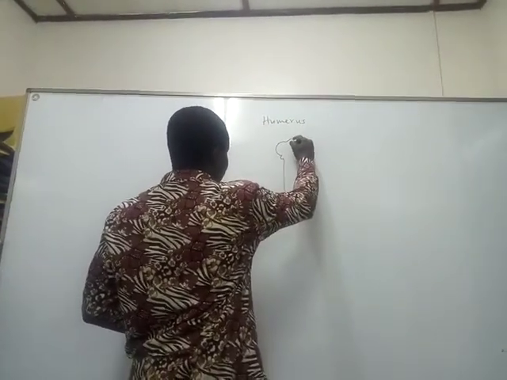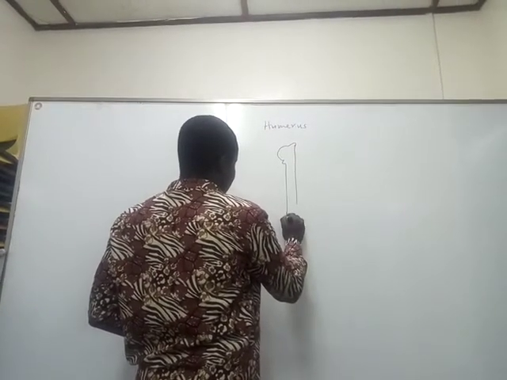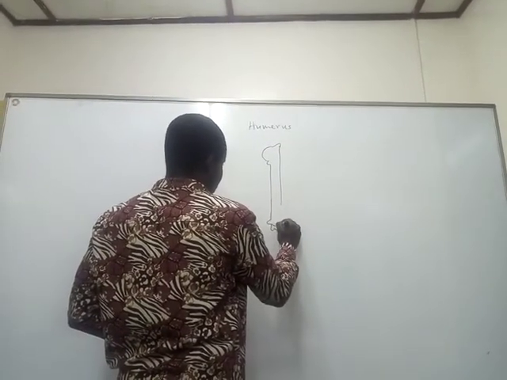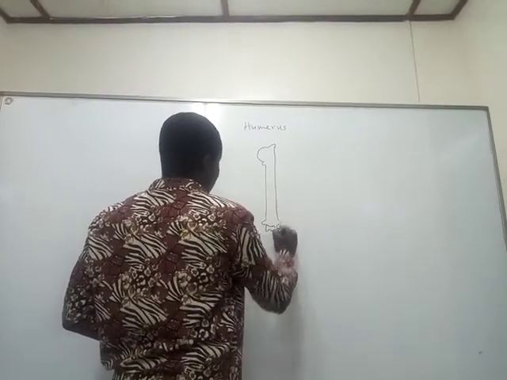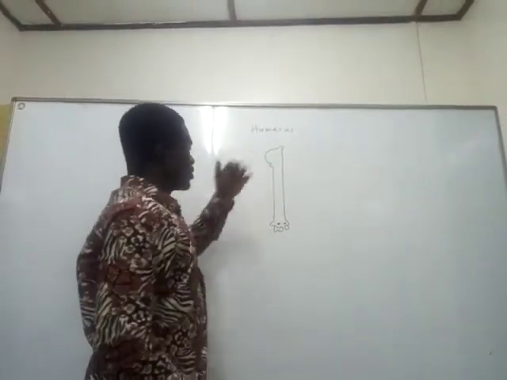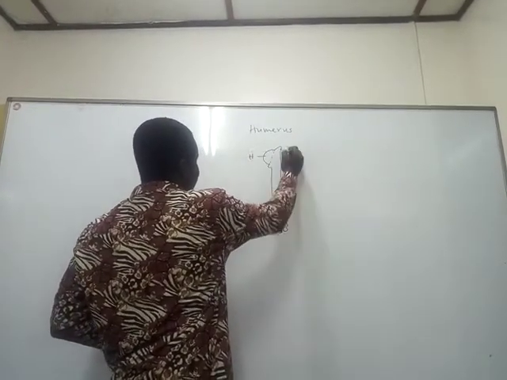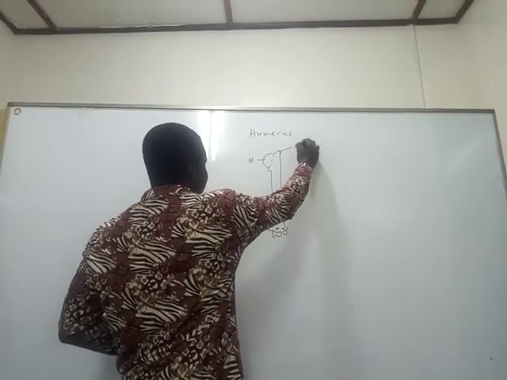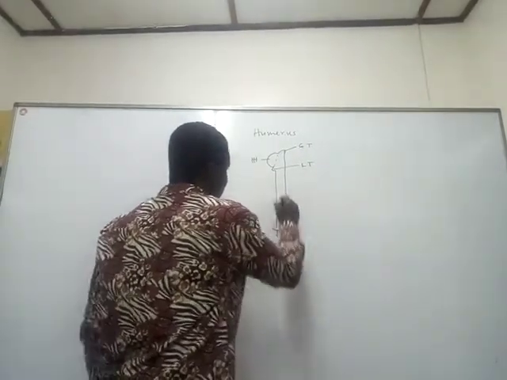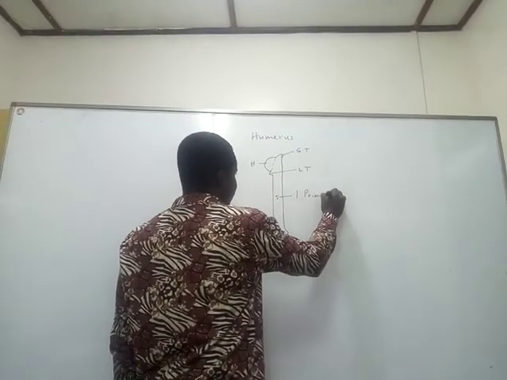So I'm sketching it. Let me make it a bit short. So this is the humerus sketch section. You notice proximally we have the head, we have the greater tubercle, we have the lesser tubercle. There's the shaft. Now the shaft, there is 1 primary center of ossification.